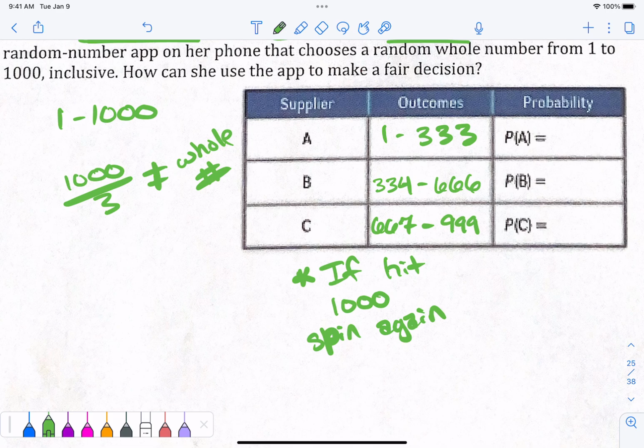That makes it fair, true? Everybody has the same number of numbers, same chance of happening. If we hit that other number, we're just going to spin again or pick a number again, right? Until we get a number that's not 1,000, and it is one of those three categories, right? What's the probability of A happening?